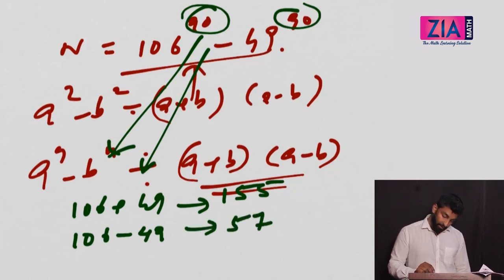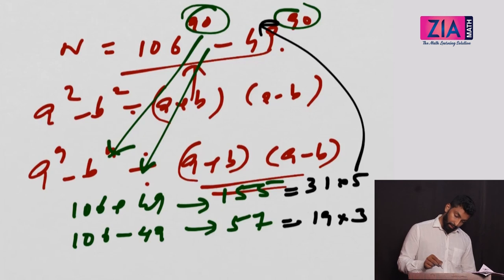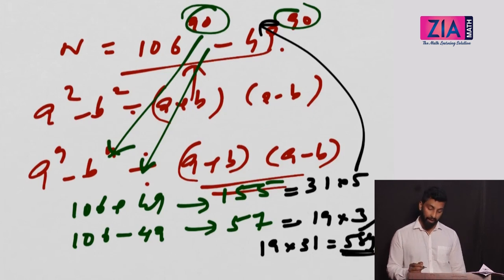Right? Now 155 you can write it as 31 into 5, and 57 you can write it as 19 into 3. Okay, so this number is also divisible by 19 into 31, which is equal to 589. So what's your answer? You can pick 589 as your answer.